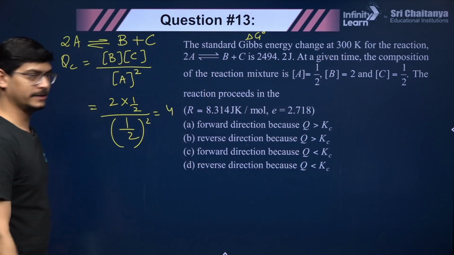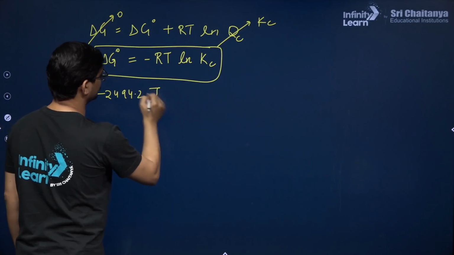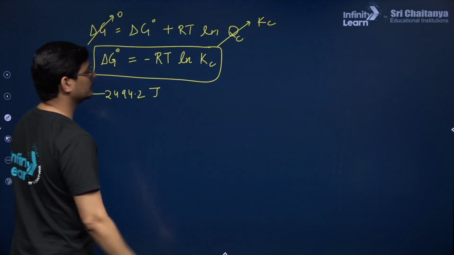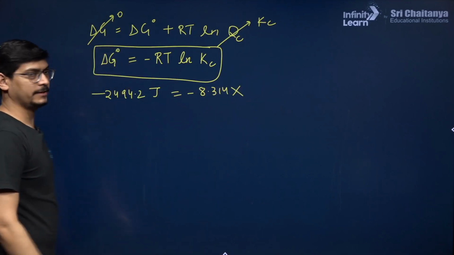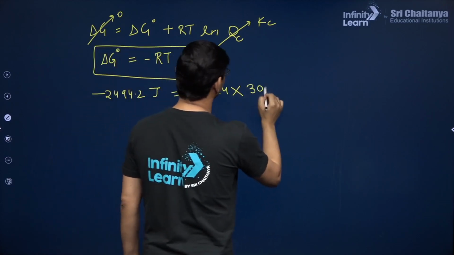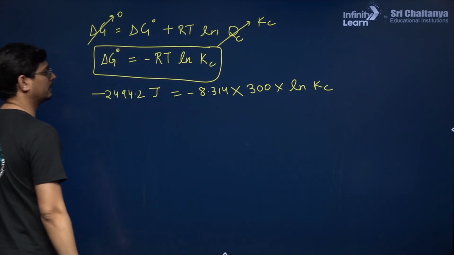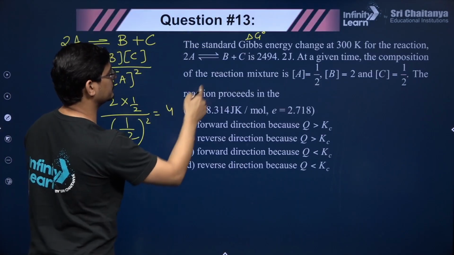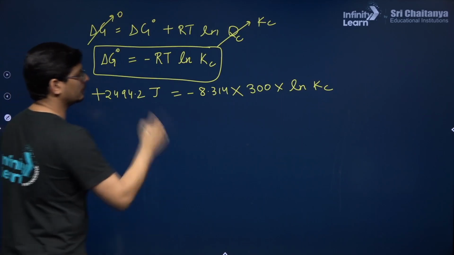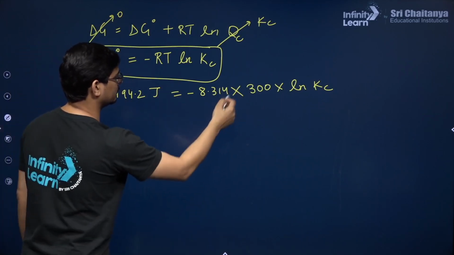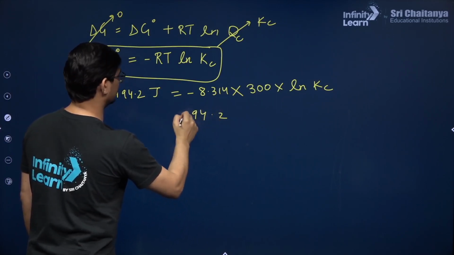The value of R is given. Let us see what do we get. So this is minus 2494.2 joule, right? It is in joule only. R is 8.314, right? Temperature is 300, ln Kc. So I think the standard Gibbs energy is 2494.2, so this is positive, right? Now I think if you will solve it, you will get this only, right?